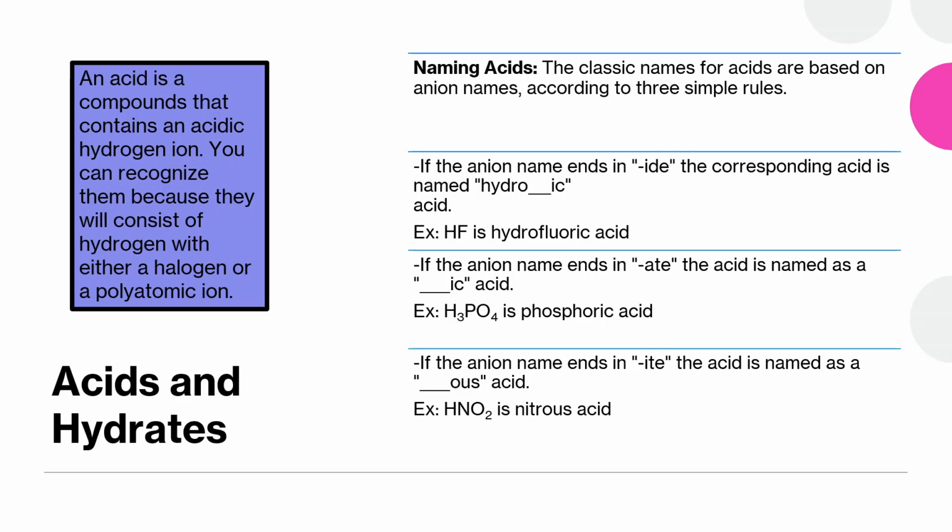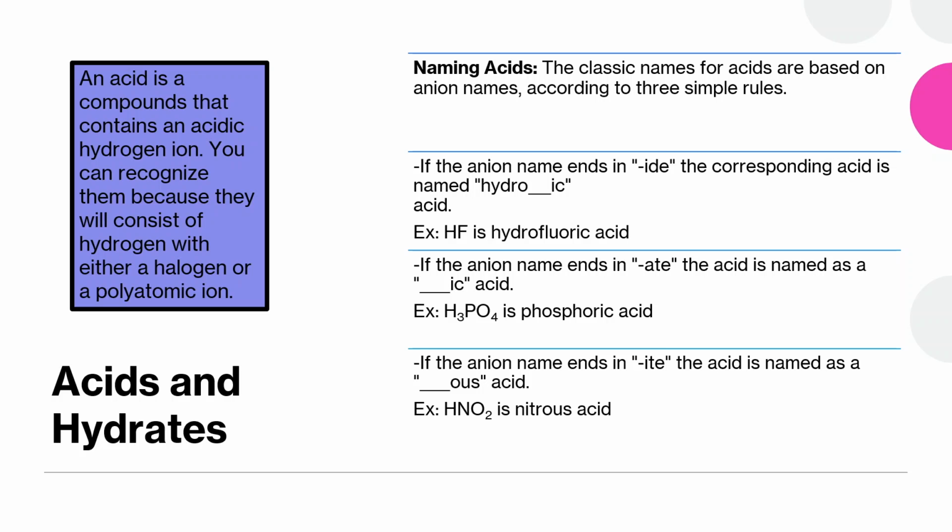So if the anion name ends in ide, so that'll be any of the ones on your periodic table like fluoride, or some of the polyatomic ions like cyanide, what we do is we call it hydro-ic. So basically that blank space between the hydro and the ic, we insert the name of the anion there. And then we put acid at the end. So HF, for example, has fluoride in it, so we would call that hydrofluoric acid.